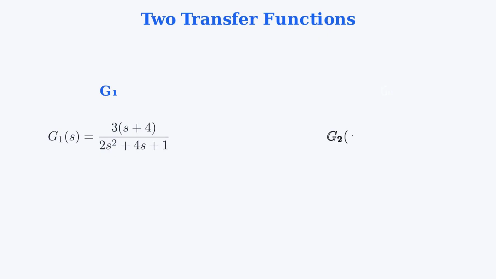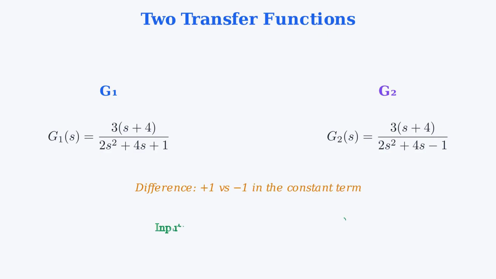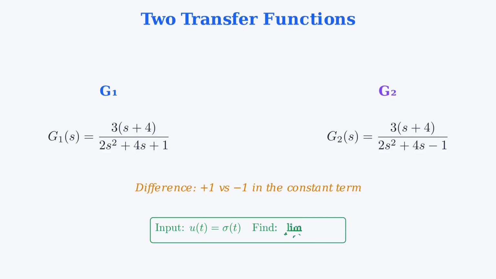We are given two transfer functions. g1 of s equals 3 times s plus 4 divided by 2s squared plus 4s plus 1. g2 of s equals 3 times s plus 4 divided by 2s squared plus 4s minus 1. Notice that the only difference is the sign of the last term in the denominator, plus 1 versus minus 1. For both systems, a unit step input is applied. We need to find the limit of y of t as t goes to infinity.